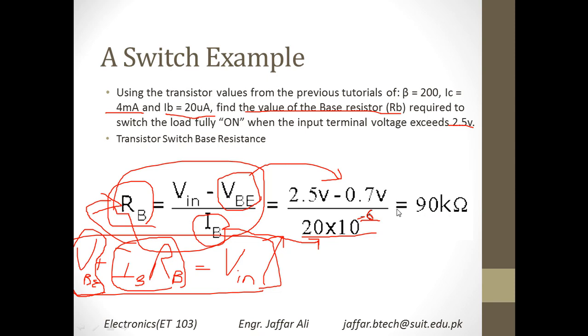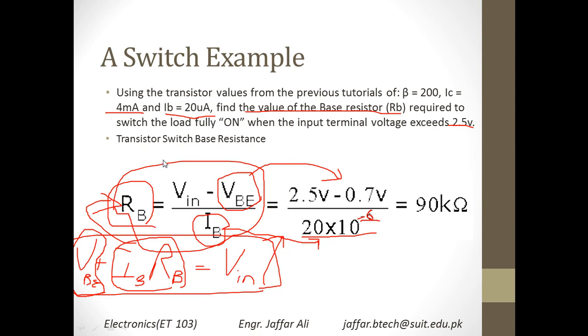It means that if you want your transistor to act as a switch-on device, you will have to put the value of RB equal to 90 kilo ohm. And after we put the value of 90 kilo ohm, it means that the maximum input terminal voltage will not exceed 2.5 volts, and the base current will be 20 microampere.